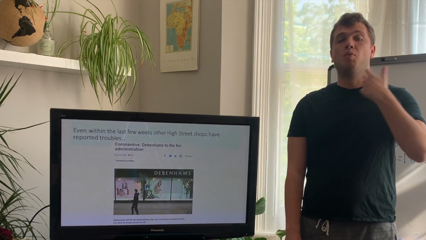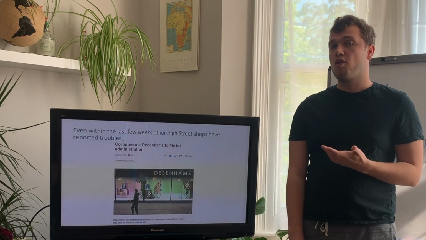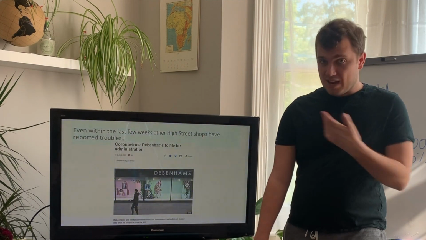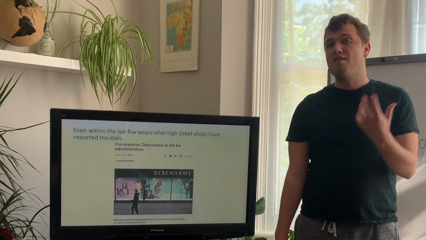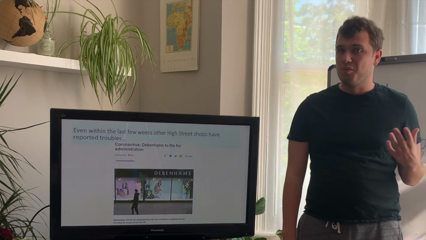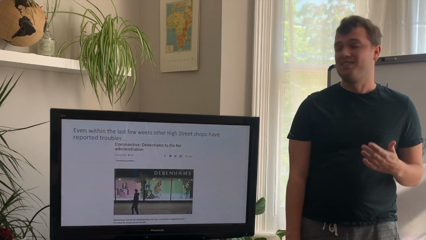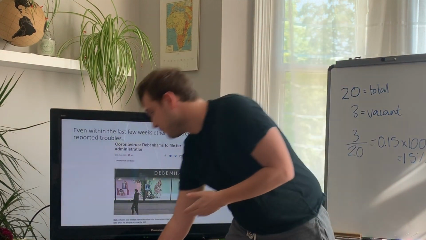And one of the main reasons for this is because of the coronavirus pandemic. So yes, you've got those five reasons, but there's also extra things going on in the world right now. You never know what's going to happen to the economy, and you never know what's going to happen in global affairs, and that can have an impact on the high street.